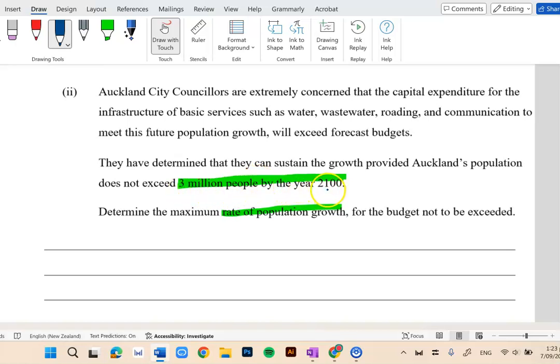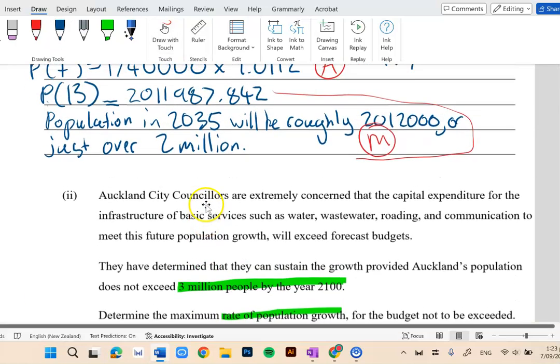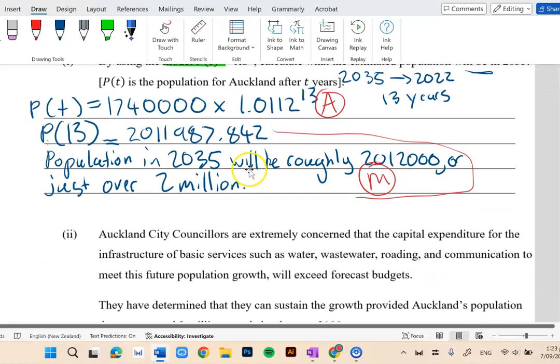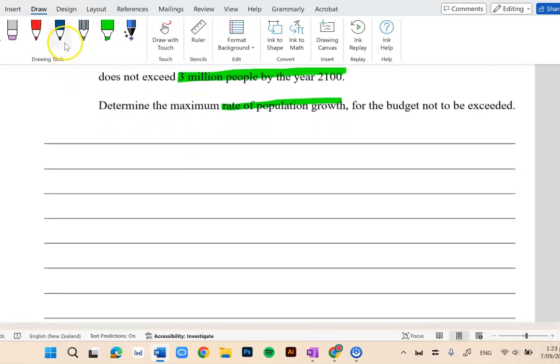in the year 2100. So, if we go back to the question above, we have this equation that we can use, and we can rearrange it for b. B is just the rate. So I'll write that equation out again. Pt equals a b to the power t. Now we're trying to find b. This is also r. We'll just call it r so it's easier.